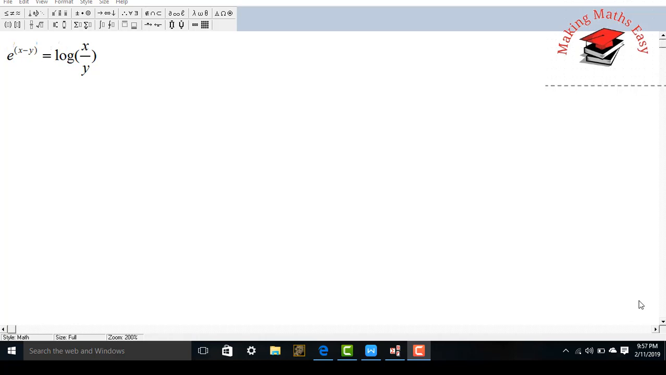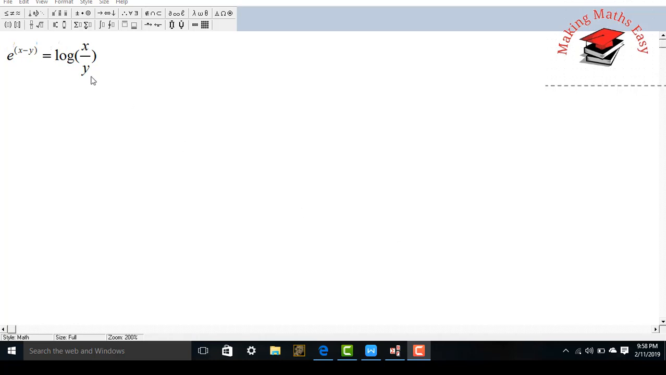In the previous video, I solved one complicated sum based on implicit derivatives, or derivatives of implicit functions. Today in this video, I am going to solve another sum based on derivatives of implicit functions. Please watch the video till the end in order to understand the sum. So let's start the sum.